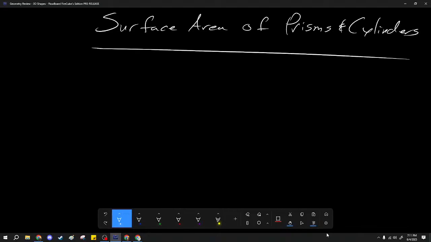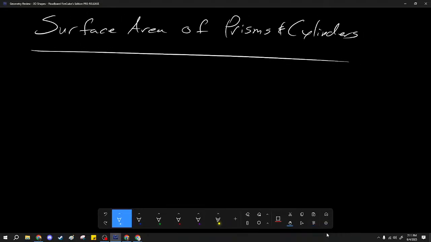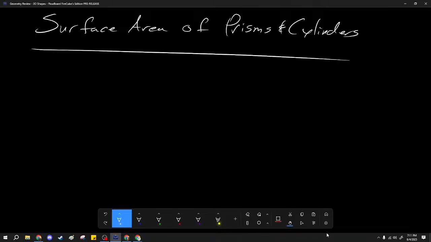Surface area of, let's do prisms and cylinders at the same time, because cylinders are just fancy prisms, but they follow the same rules, just like the volume does. All right, so once again, surface area is if you got all of the sides of a figure, took the area of each figure and added them together, and you're basically just seeing how much the outside of the shape can hold. Instead of the inside, we're looking at the outside.